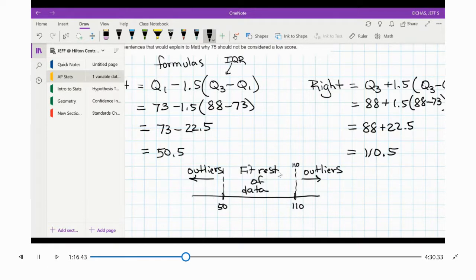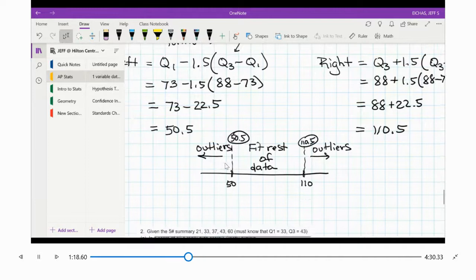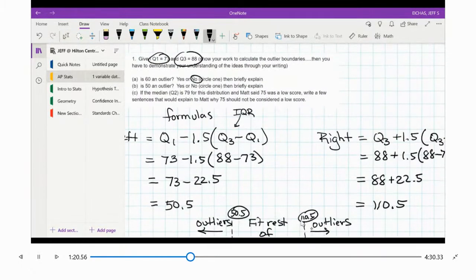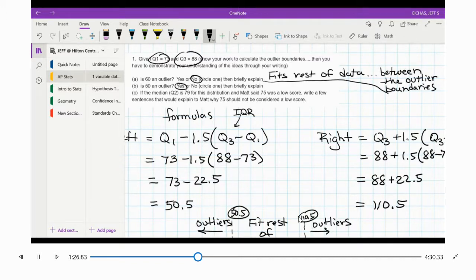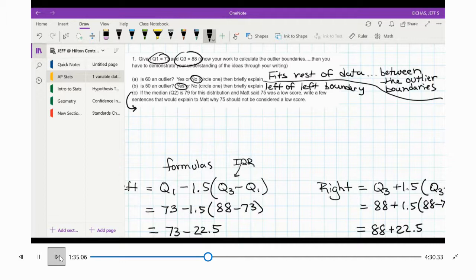Then you can go ahead and identify what those exact values are on the boundaries afterwards. 60 is not an outlier, it fits the rest of the data, in between the boundaries. 50 is just barely an outlier because it is outside of that. This is an interesting question. It is likely that they'll ask something like this on the AP.